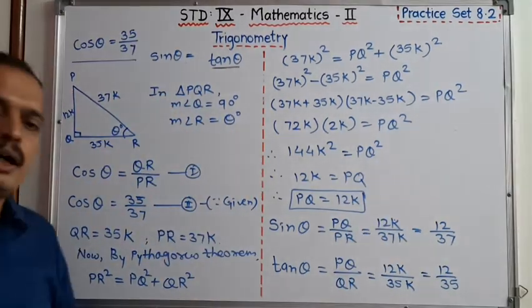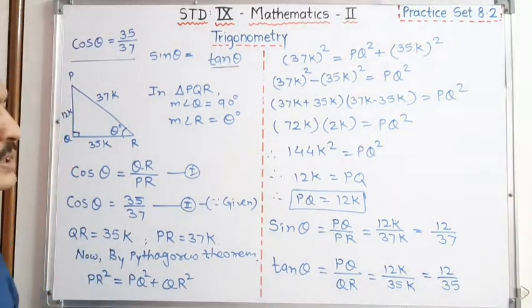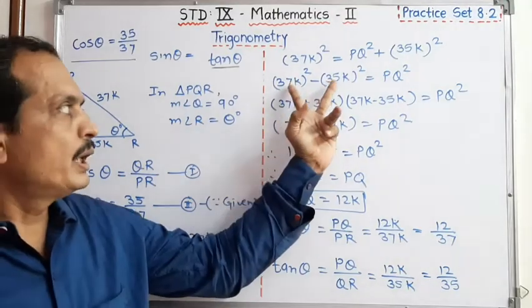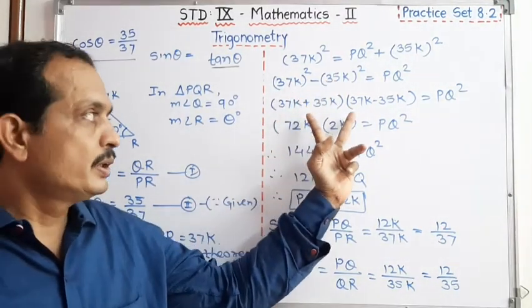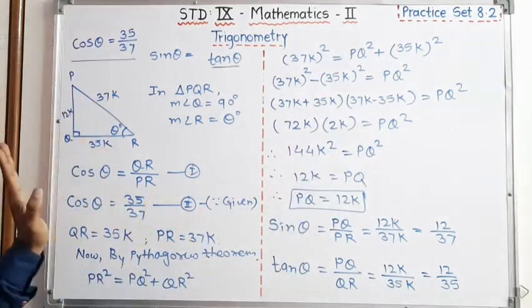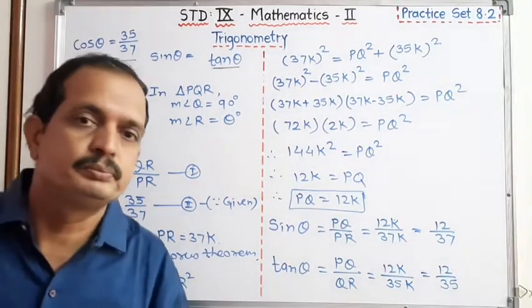Yes student, I think everyone understood this. It is very simple and very easy. Here we can apply a square minus b square. I think everyone understood this. Very simple. Write down this in your notebook.